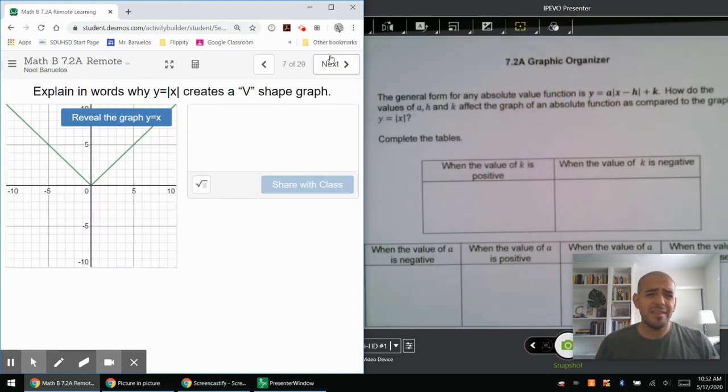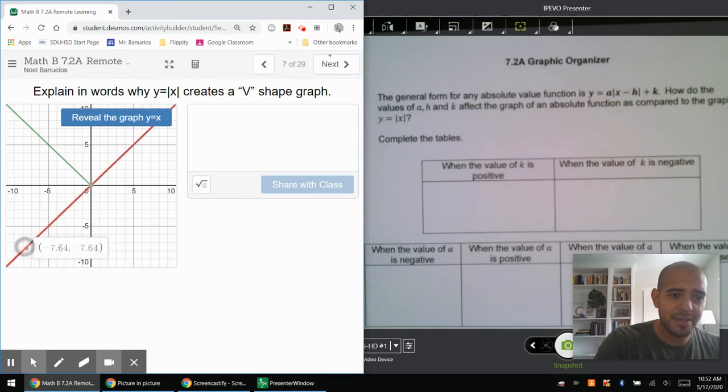So let's explain why this function, the absolute value of x, creates a V shape. Now, what I want to do right now is reveal the graph y equals x. So y equals x is this graph right here, this line right here, if you look at that.